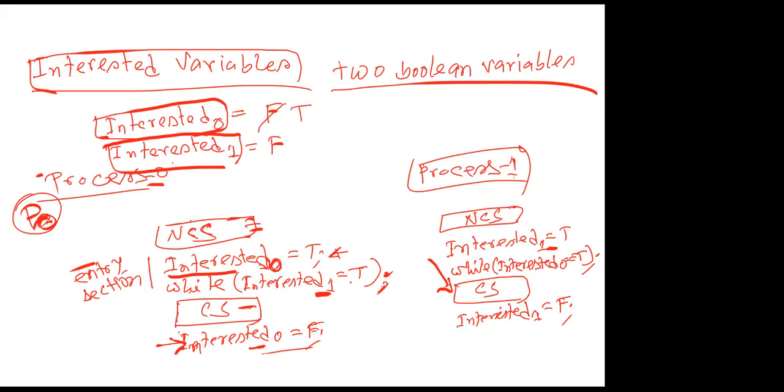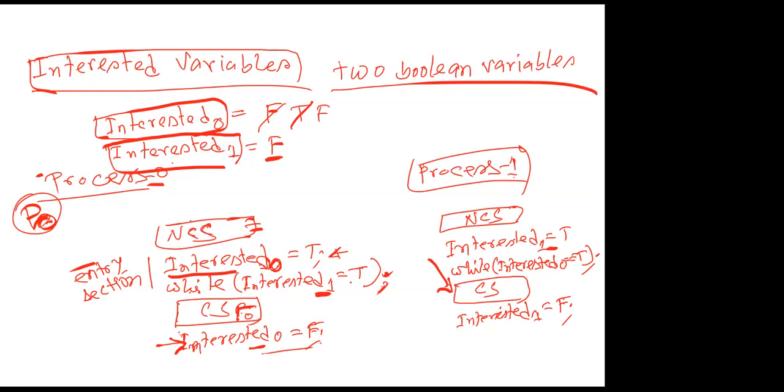Now it will check while interested[1] is true. Interested[1] is false currently, so it will skip this while loop and enter the critical section. P0 will enter this critical section. When it is done, it will make the flag false. So it can complete this critical section.